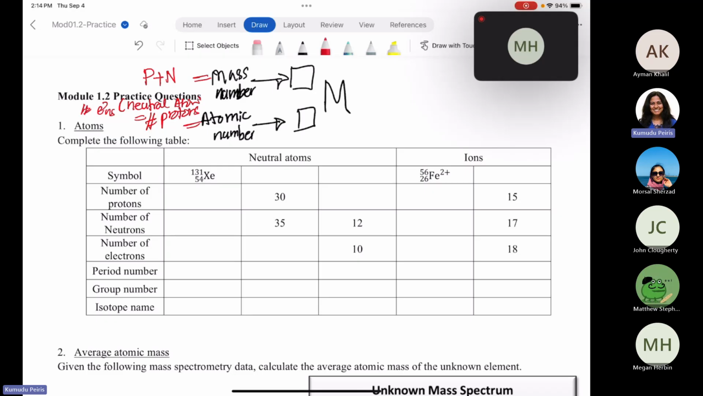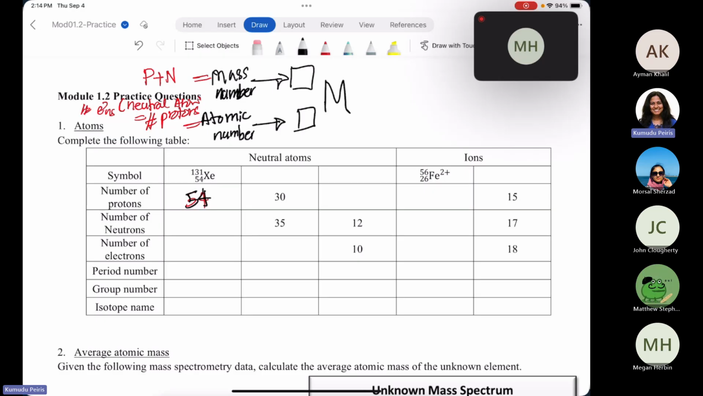Here, we are given different atoms and we have to complete this table. Look at the first one, xenon. The mass number is 131. The atomic number is 54. So what is the number of protons? It's a very straightforward question. The atomic number equals the number of protons, so that will be 54. And the number of neutrons?